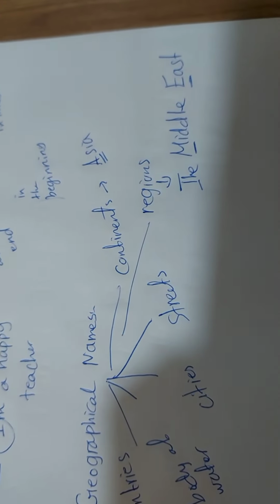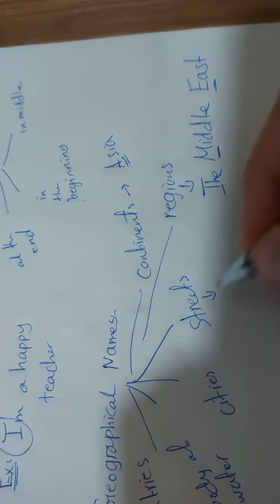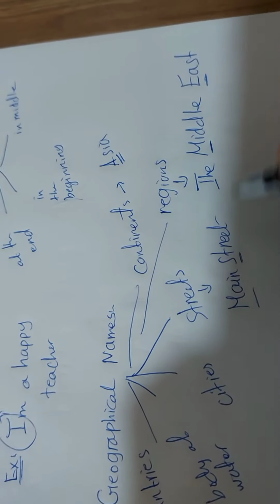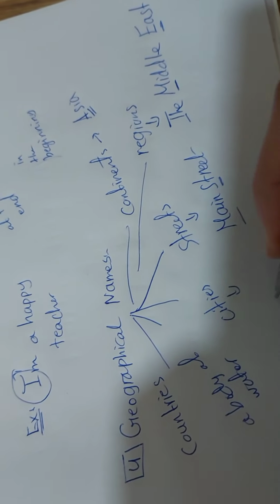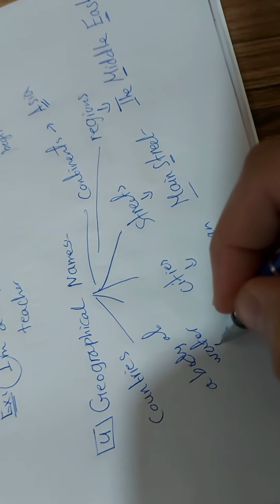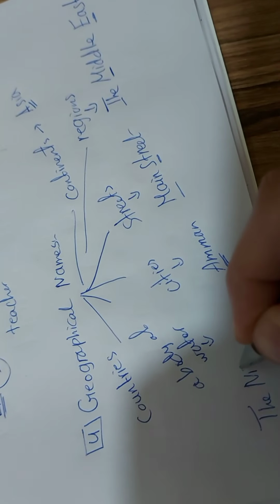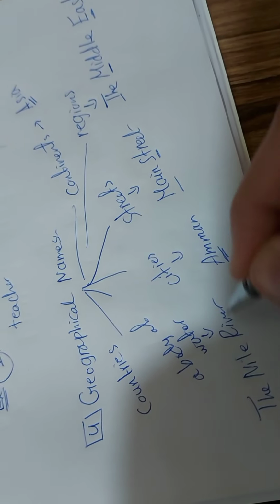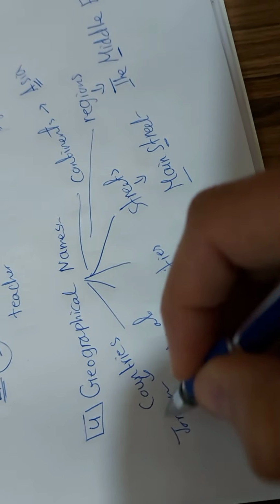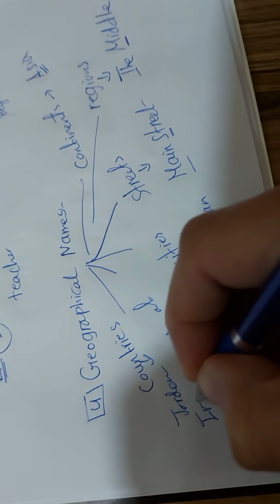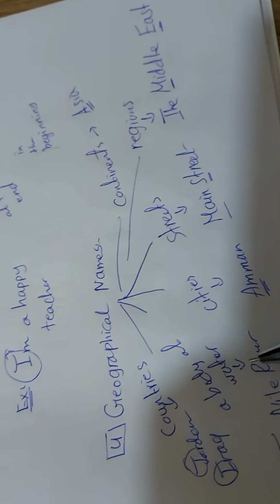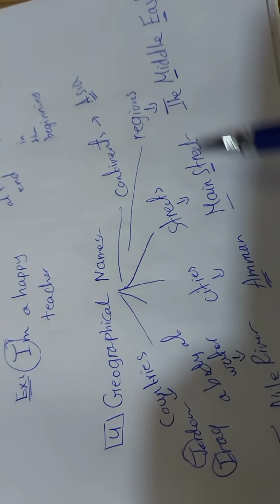I capitalize the A. Streets, let's say Main Street. We must also capitalize it. City, let's say Amman. I also capitalize it as you see here in the video. A body of water, let's say the Nile River. I must capitalize it as well. Then countries, let's take Jordan, let's take Palestine, let's take Iraq, as you wish. So as you see here, if you have a deep look at all of these, I capitalize them all.